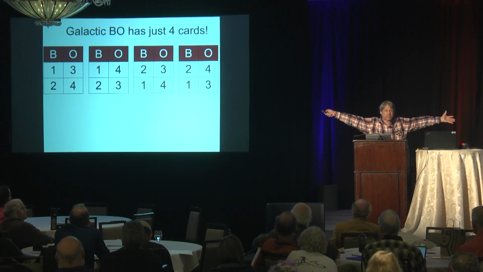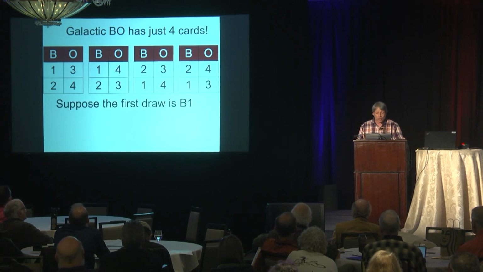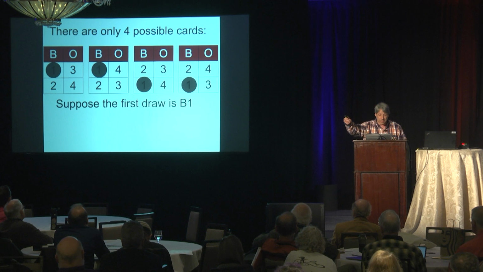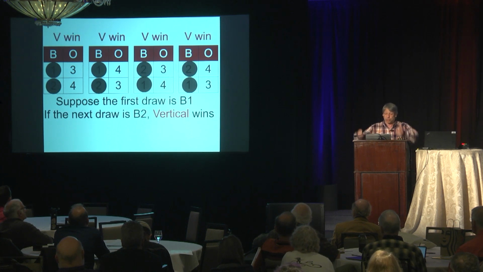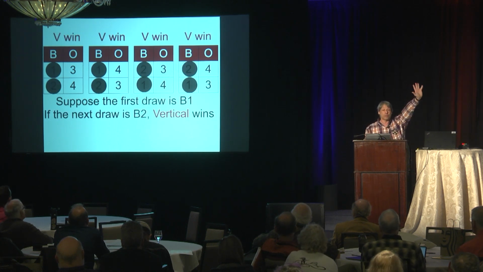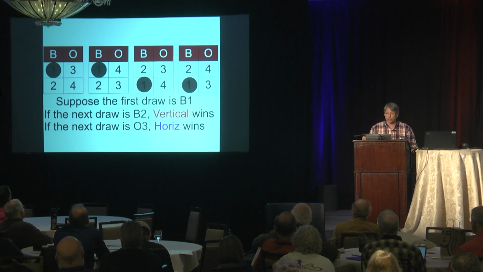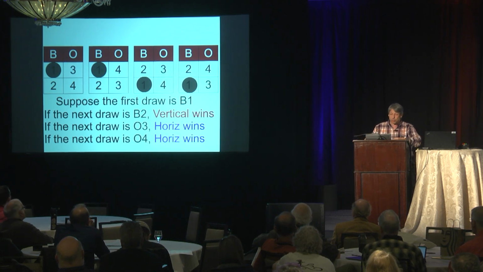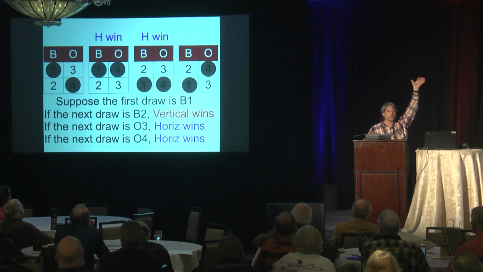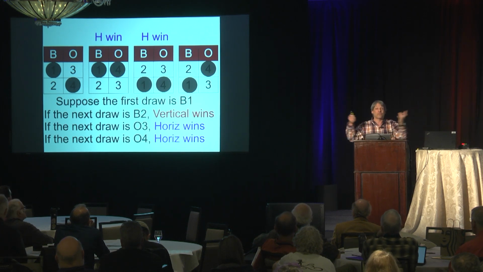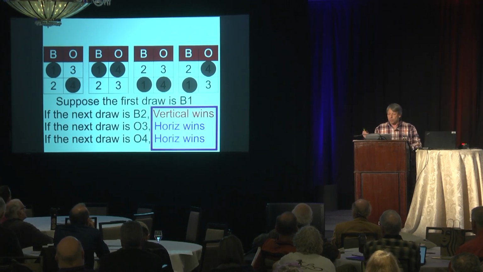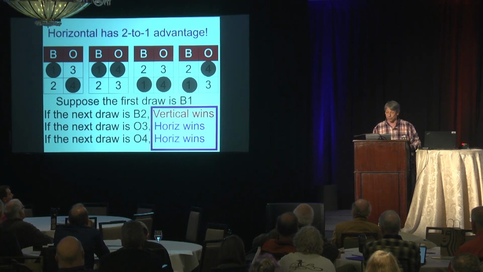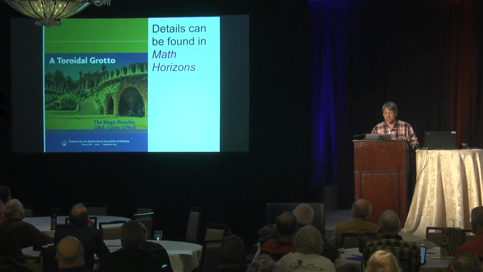But now in galactic BO with all 4 cards, notice that if the first draw is B1, and the next draw is B2, then everyone's a winner with vertical. If the next draw was O3, well, then we have 2 winners that are horizontal. If the next draw was O4, we'd have 2 winners that were horizontal. So even in this very small version of the game, we see that there's a 2 to 1 advantage for horizontal versus vertical.